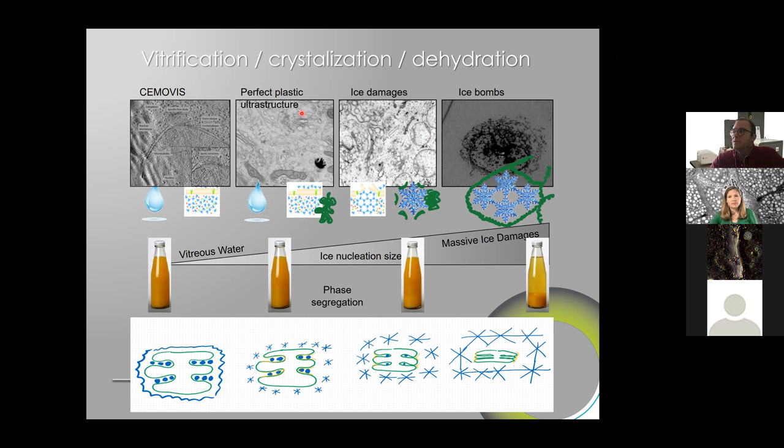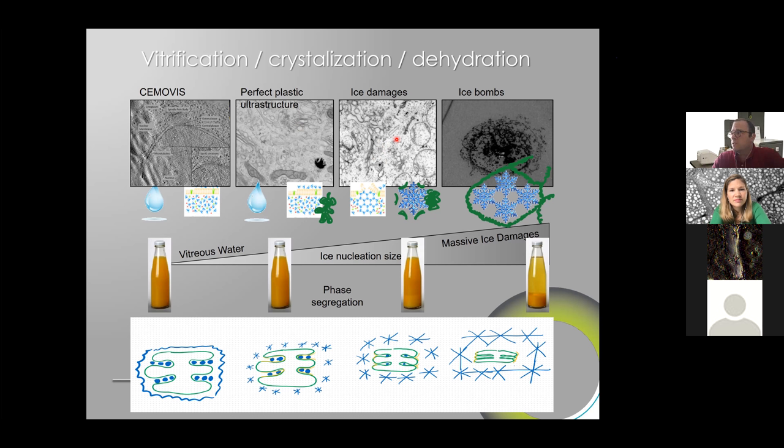And then we start to see the ice damages, basically where the segregation starts to become stronger. And then we have ice nucleation, which is excluding the proteins. And therefore you have a very dense protein around a white core. And then you start to have a more crispy aspect of the images. And that's the beginning of bad crystallization, bad vitrification.